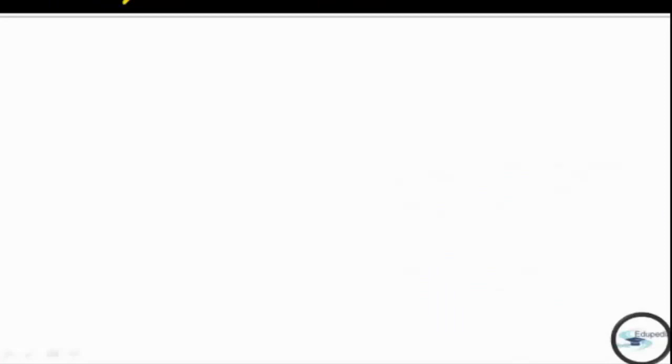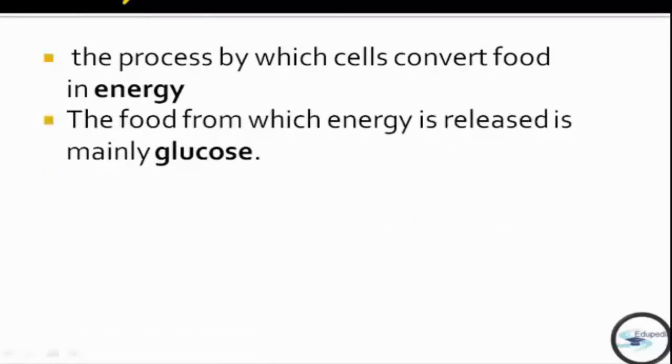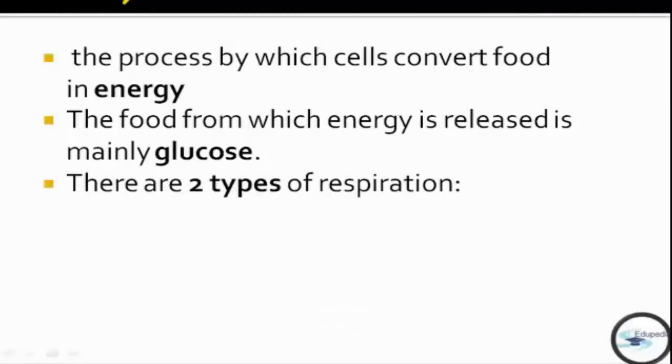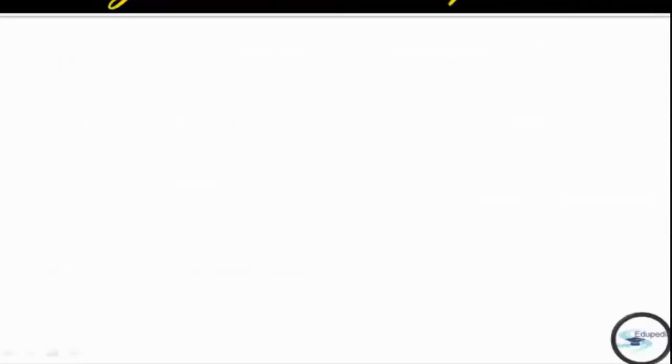Let's first define what respiration is. When we say respiration, that is a process by which cells convert food into energy. The food from which energy is released is mainly glucose. We have two types of respiration. First, we have aerobic respiration, and the second one, we have anaerobic respiration.